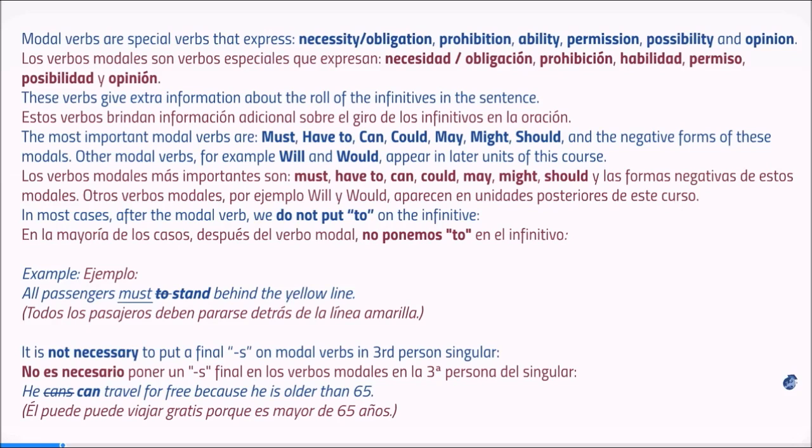In most cases, after the modal verb, we do not put to on the infinitive. Example: all passengers must stand behind the yellow line. It is not necessary to put a final s on modal verbs in the third person singular. For example, he can travel for free because he's older than 65.